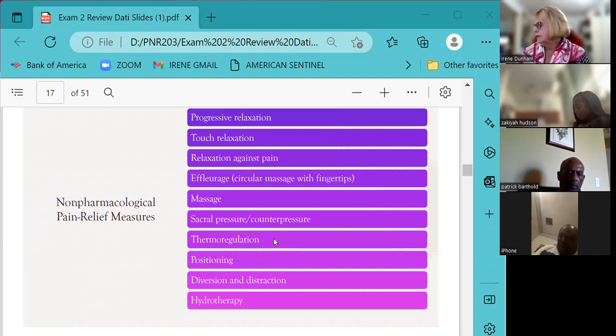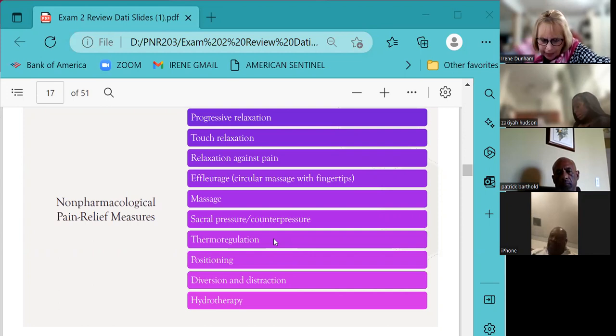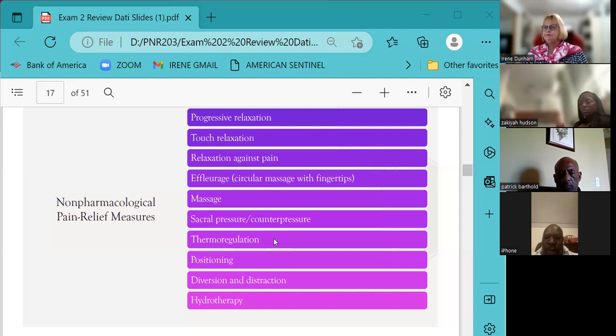And another good one I used to do is get my bedside table in the room. I put a pillow on it. I have the woman stretch over the pillow, and that stretches her whole back out. And then the husband puts his hand on her low back and massages. Oh, it worked like a charm. Especially if you're in early labor and the baby's in OP position. Then we have thermoregulation. These are, again, non-pharmacological pain relief measures, positioning. How about diversion and distraction?